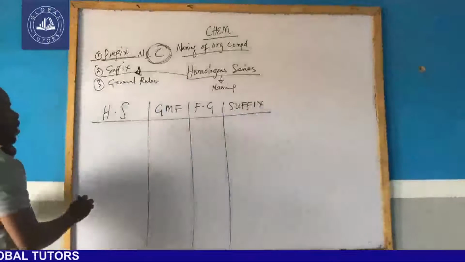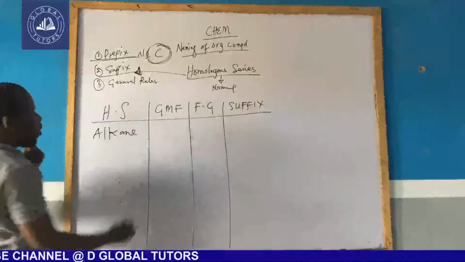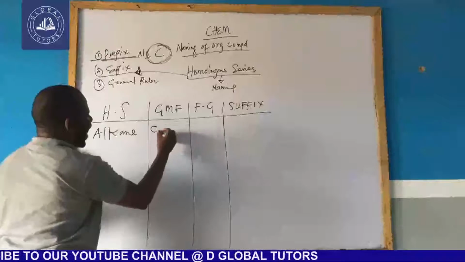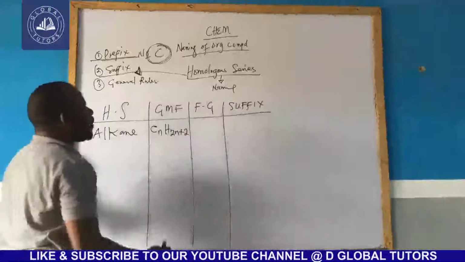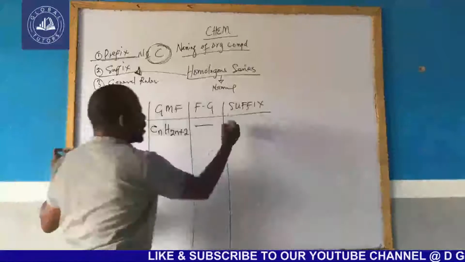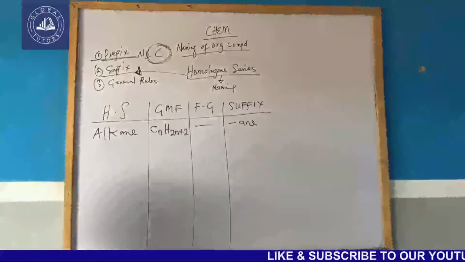Now, the first homologous series to be considered is called alkane. The general molecular formula of alkane is CnH2n+2, and the functional group of an alkane is a single bond. The suffix we use is -ane. Now, what does this mean?